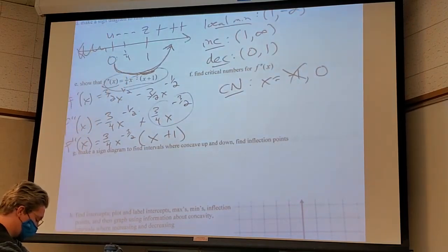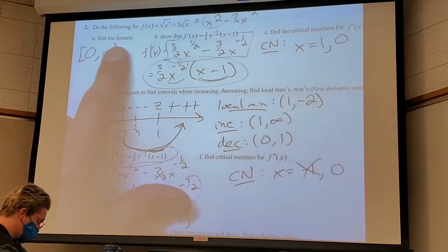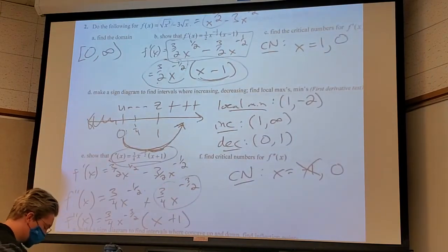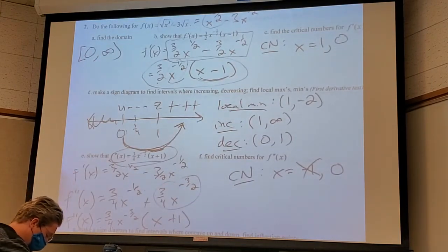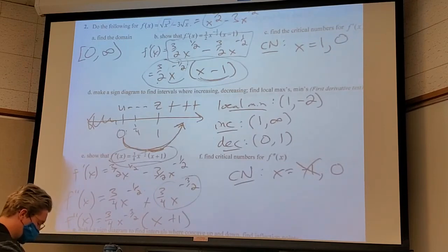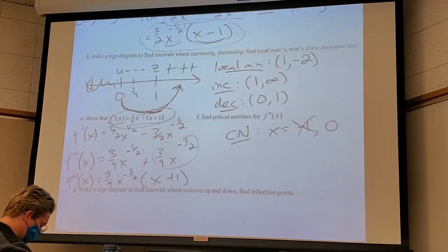Do you guys see that? That's why the first step is the domain, because it helps you as you go through to see what you have to pay attention to and what you can throw out. Negative 1 is not even in the domain, so of course negative 1 is out.